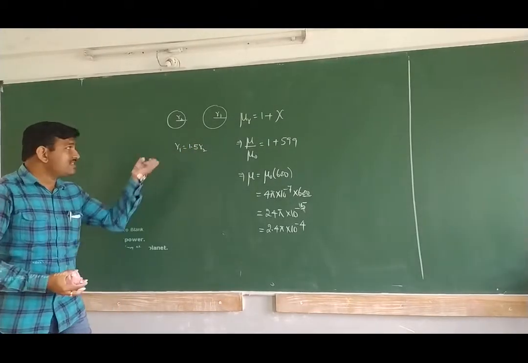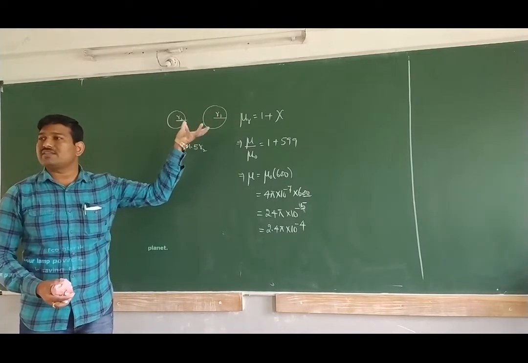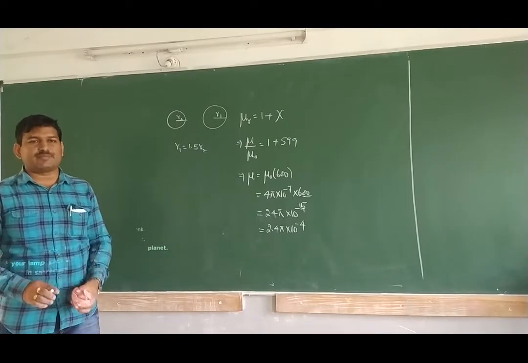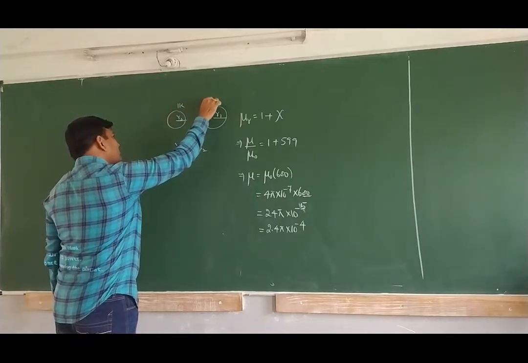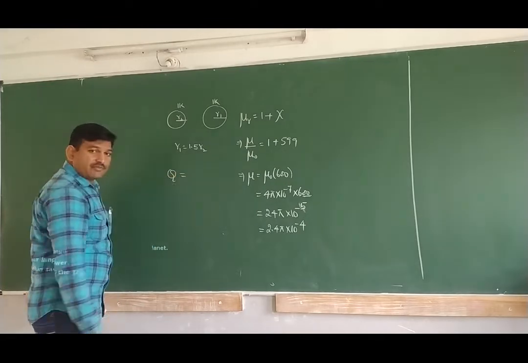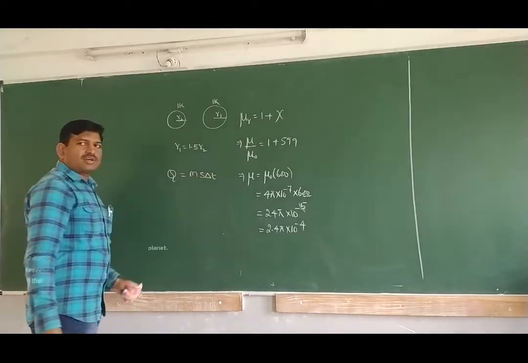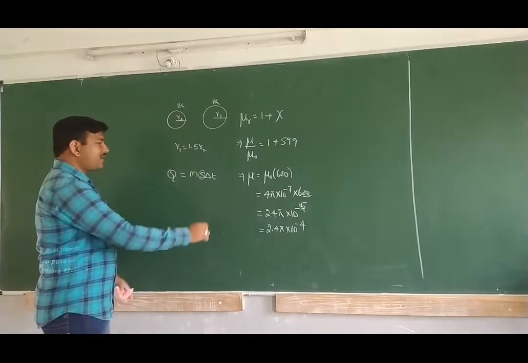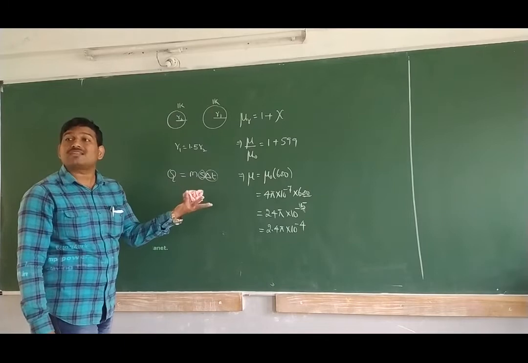Now I want to heat this one, and this one also, by supplying heat energy. Both are made of the same material, therefore the specific heats will be the same. I want to raise the temperature of this by 1 Kelvin and of this one by 1 Kelvin. I know that the amount of heat required to raise the temperature is given by the formula Q is equal to M s delta T. Both are the same material, so s is the same. Both are raised by the same temperature, so delta T is the same.